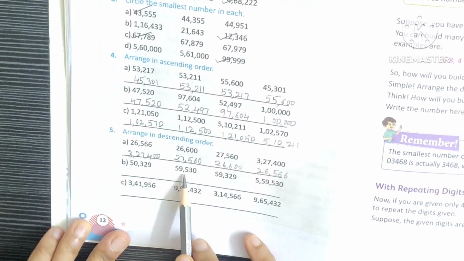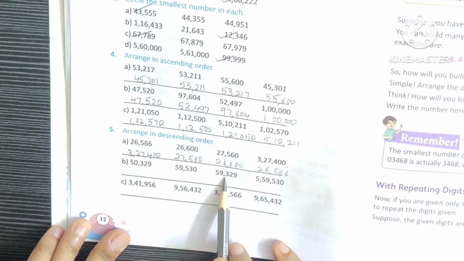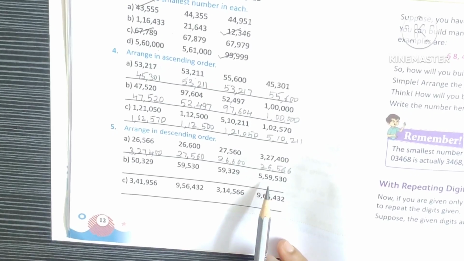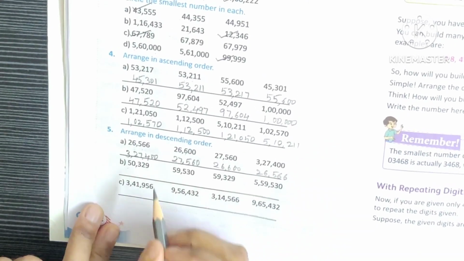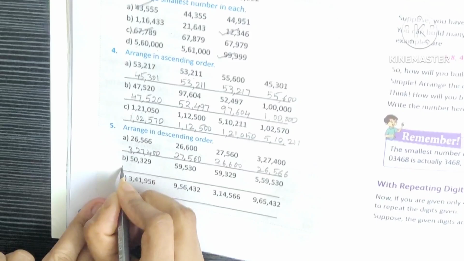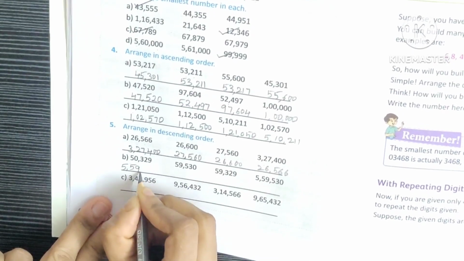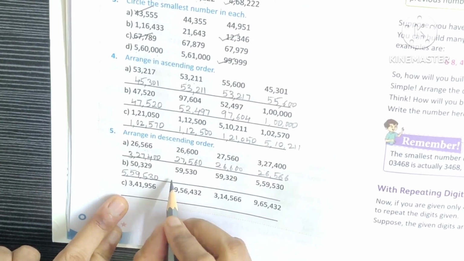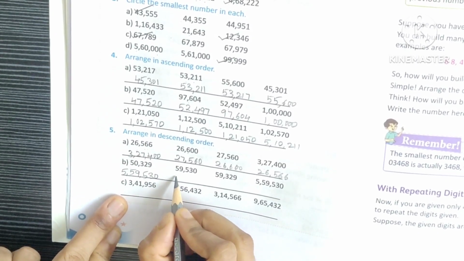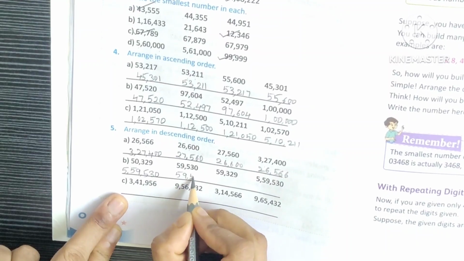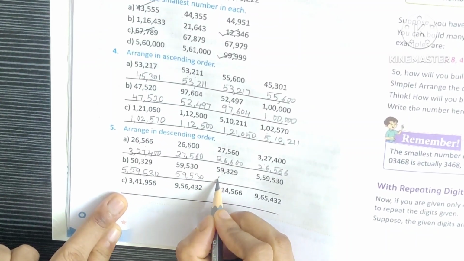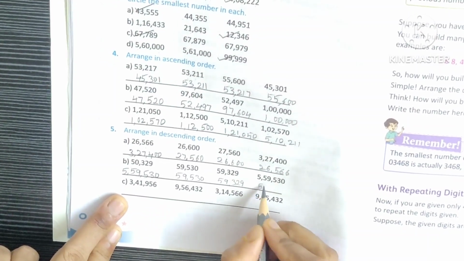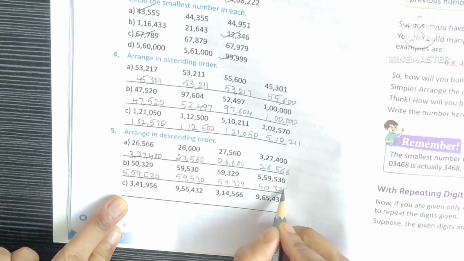50,329, 59,530, 59,329, 5,59,530. 5,59,530, 59,530, 59,329, 50,329.